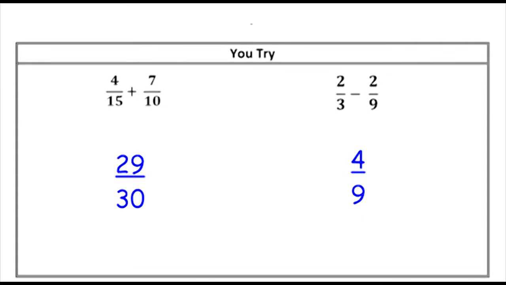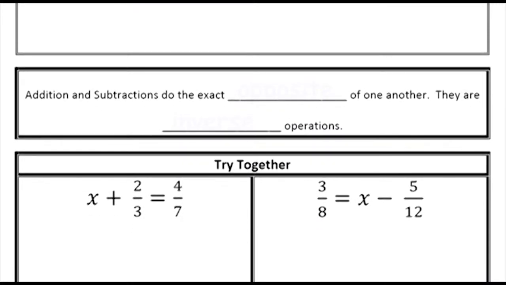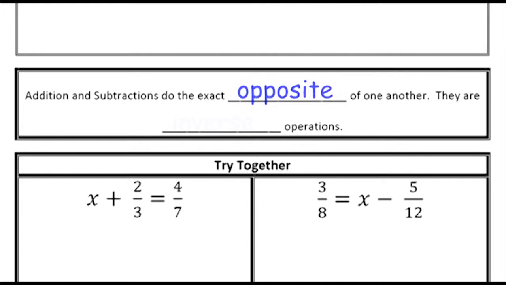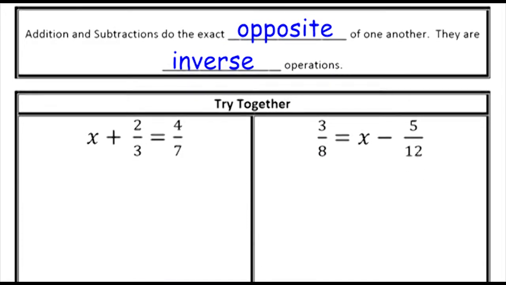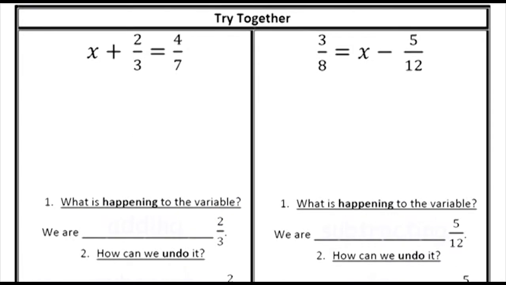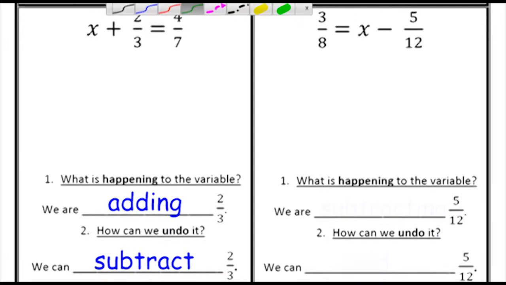Addition and subtraction, as we've discussed, do exact opposite of one another. They are inverse operations. Addition undoes subtraction, subtraction undoes addition. So let's apply what we reviewed about fractions to equations. What is happening to the variable? In this case, I'm adding 2/3. So I can subtract 2/3 from both sides. Subtract 2/3.